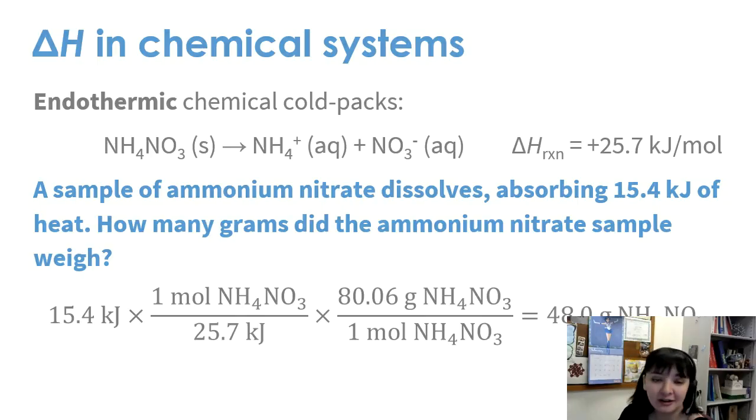Again, just keeping track of sig figs. I know that this should be 3 sig figs because the 15.4 kilojoules was 3 sig figs. The 25.7 kilojoules per mole was also 3 sig figs. That's going to count towards our sig fig amounts. Out of all the different measured values that we have here, 3 is our limiting sig fig number. But that's it for this video.